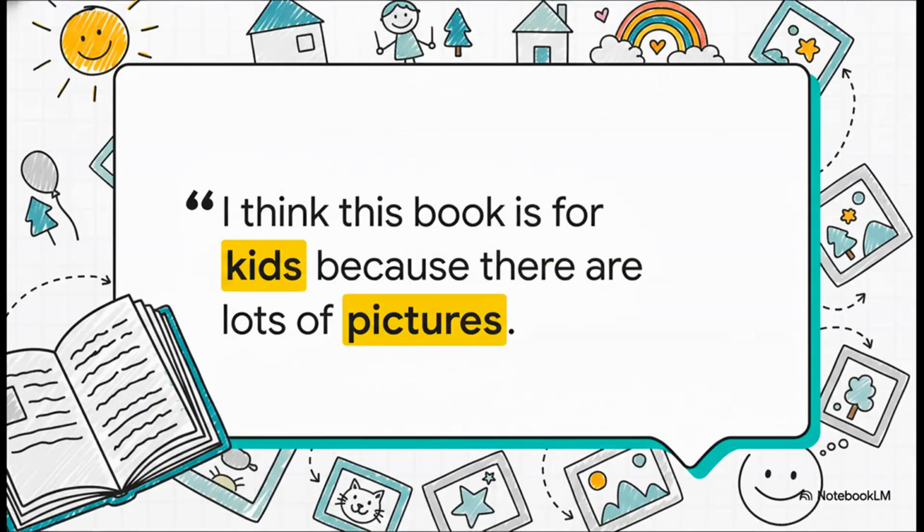Check this out. This student response is pulled right from that document. Notice the student doesn't just say, it's for kids. They give the because: there are lots of pictures. This shows they're making that connection between what's in the book and who it's for. That's the kind of thinking we are aiming for.